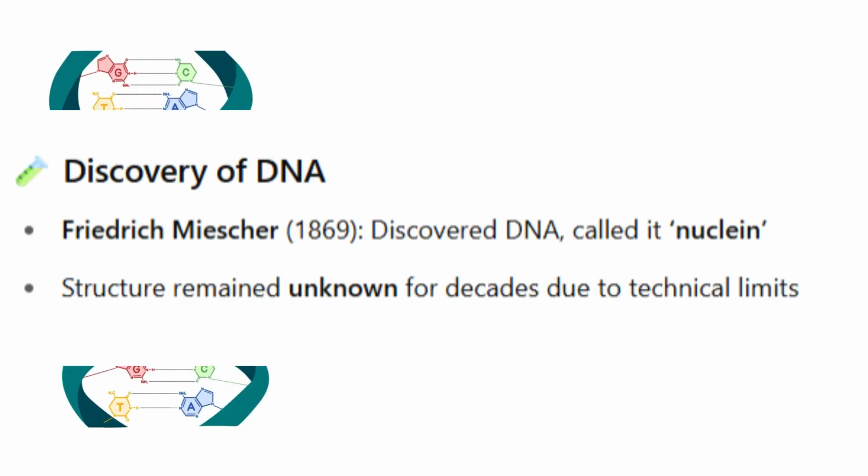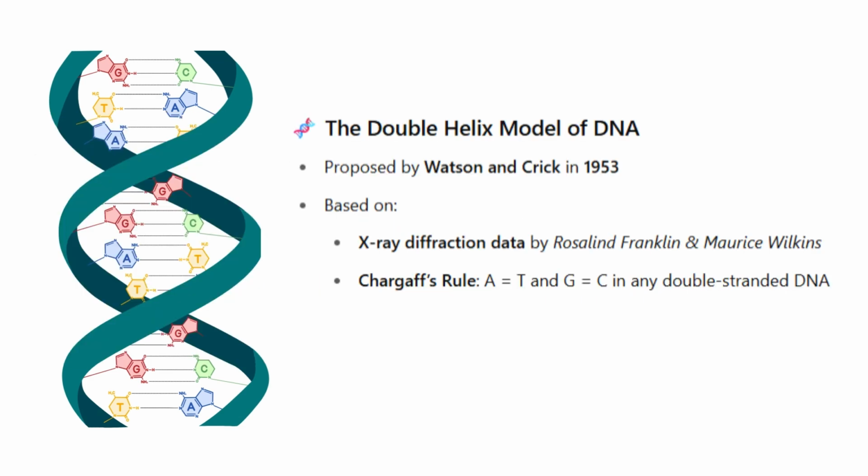Discovery of DNA. Friedrich Miescher, in 1869, discovered DNA and called it nuclein. Structure remained unknown for decades due to technical limits. The double helix model of DNA was proposed by Watson and Crick in 1953, based on X-ray diffraction data by Rosalind Franklin and Maurice Wilkins. Chargaff's rule: A equals T and G equals C in any double-stranded DNA.